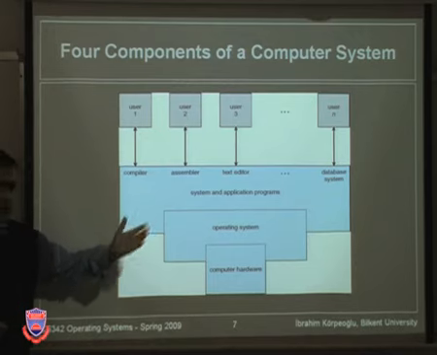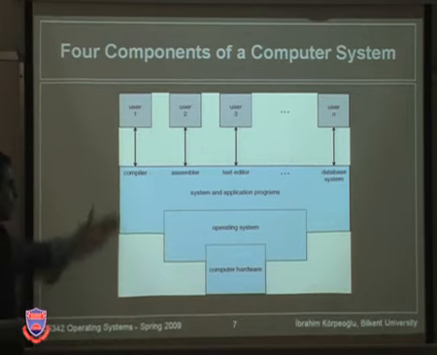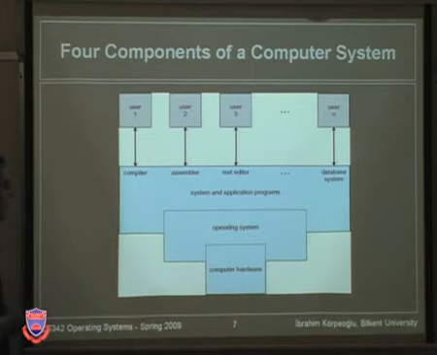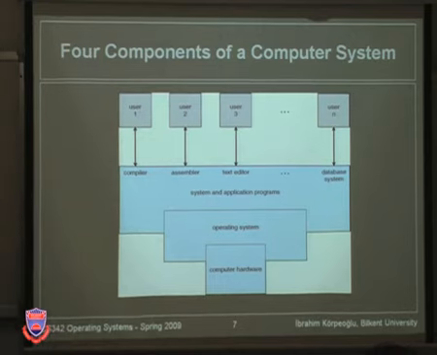Those applications can be classified as user applications or system applications, that is, system programs or application programs. System programs can be, for example, the compilers, assemblers, text editors, and so on. The application programs can be, for example, the database systems, the web browsers, the word processors, the spreadsheets, and so on that you use.